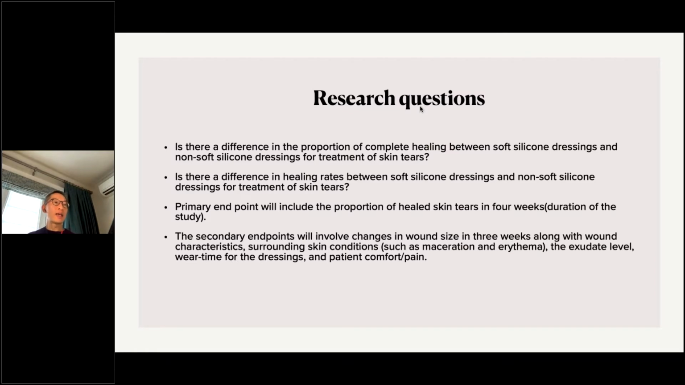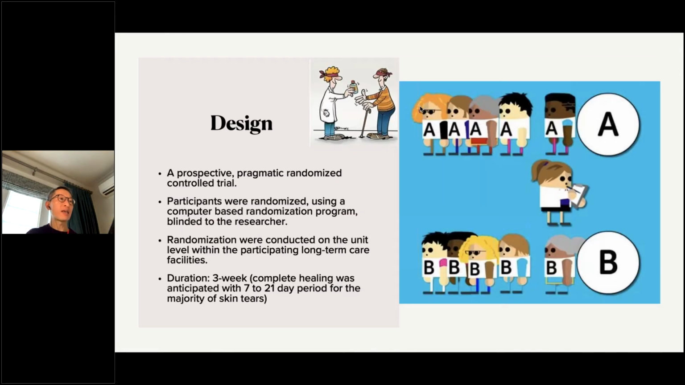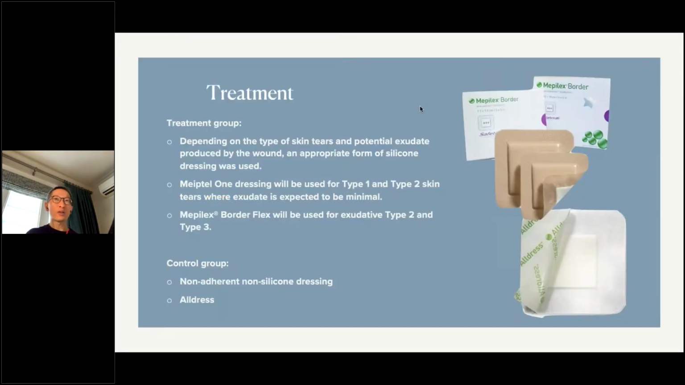So with silicone material, you can see all the wounds progress to healing. And so we set out to ask a few questions in this study, looking at the proportion of skin tears that can heal, comparing soft silicone versus non-soft silicone dressing, and looking at healing rate differences over time, and also looking at the wound size. So it's a prospective pragmatic randomized controlled trial. We follow all those patients for about 3 weeks because we believe that most skin tears should be able to achieve closure by 3 weeks.